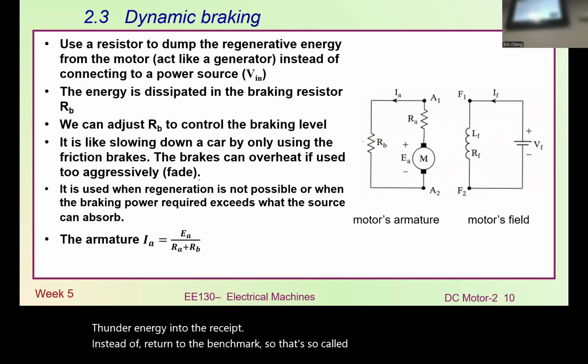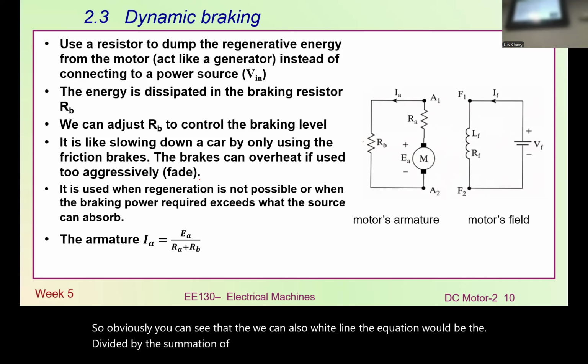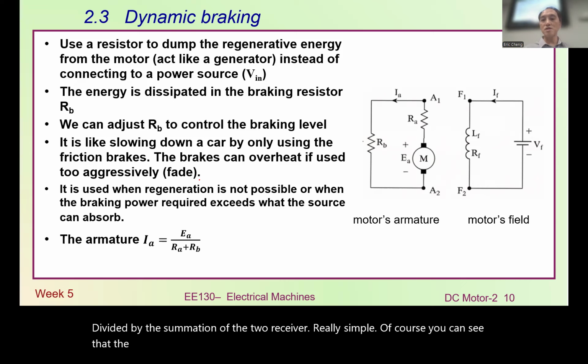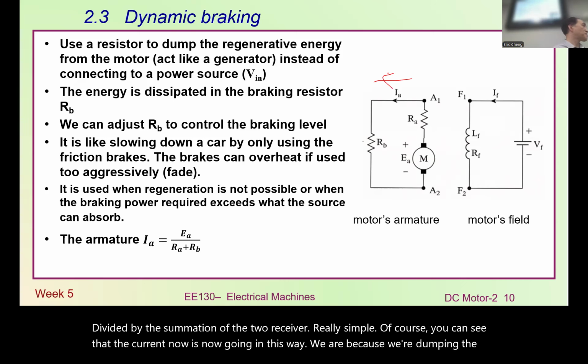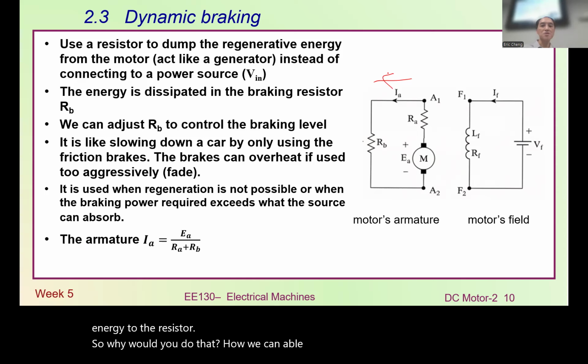Obviously, right now the equation will be the EMF divided by the summation of the two resistors. Very simple and straightforward. You can see that the current is now going in this way, because we are dumping the energy to the resistor. So why do we need to do that? How are we able to do that?